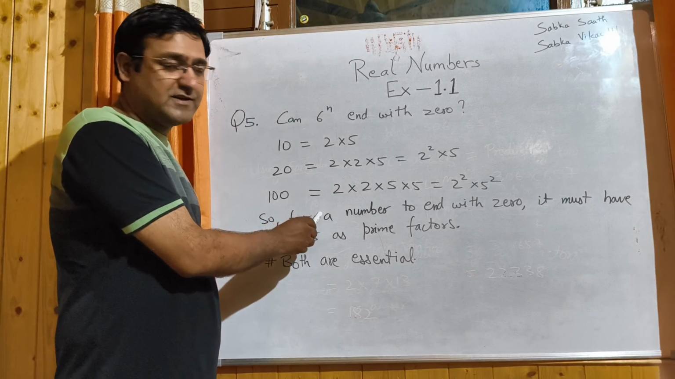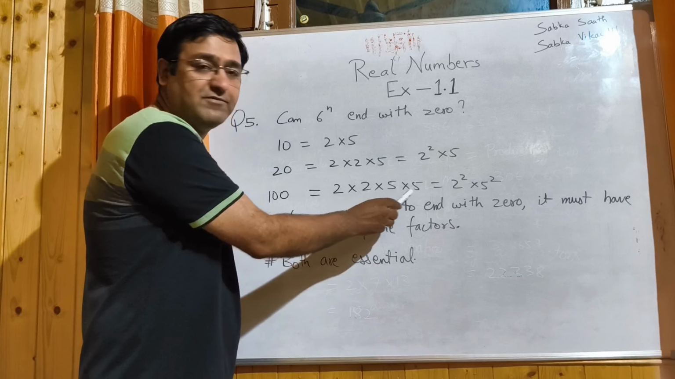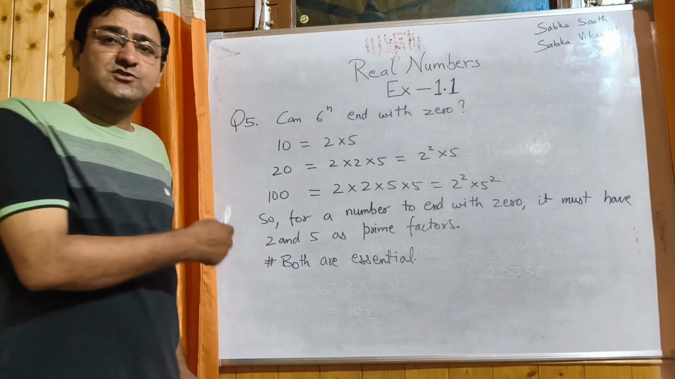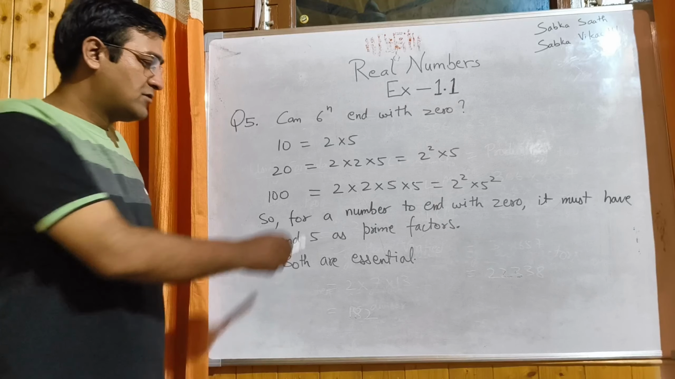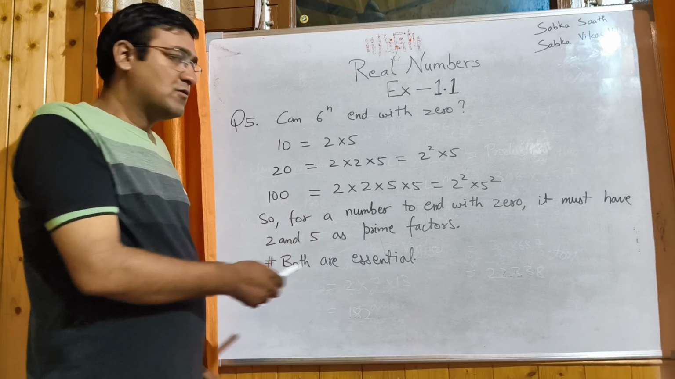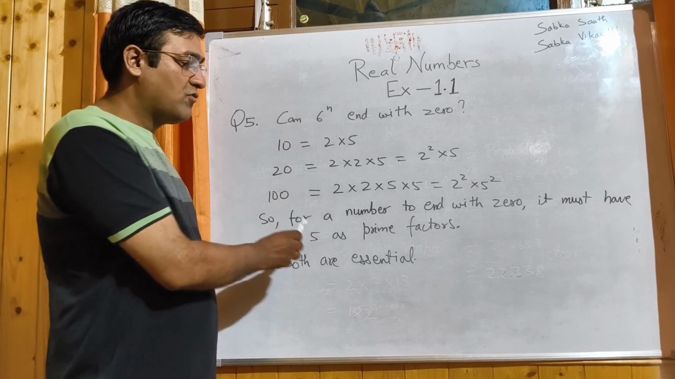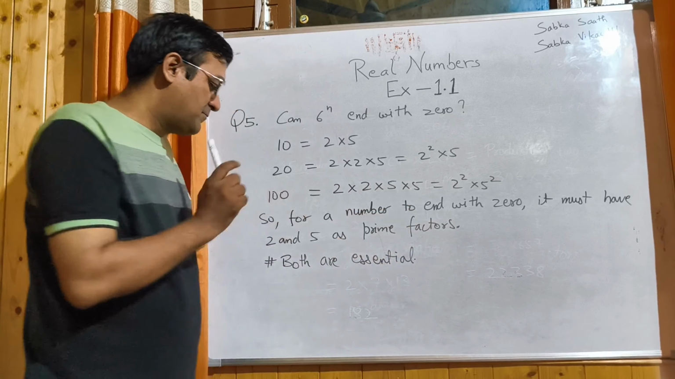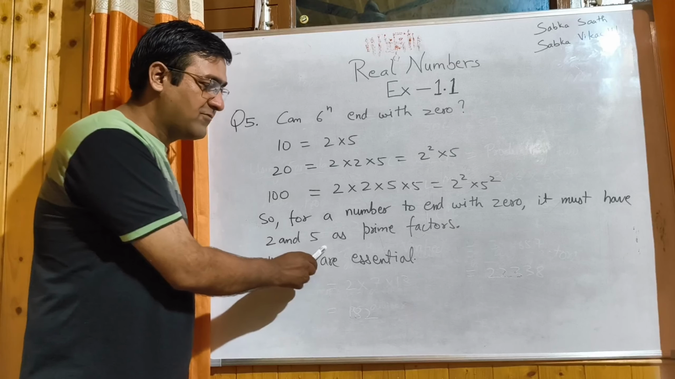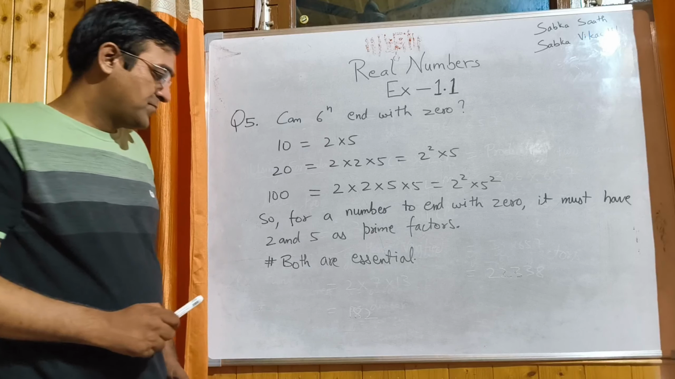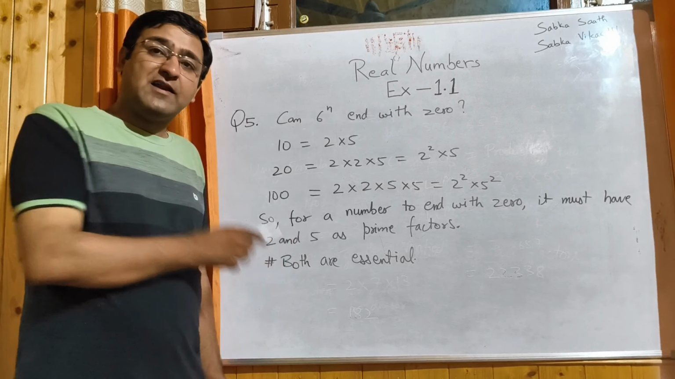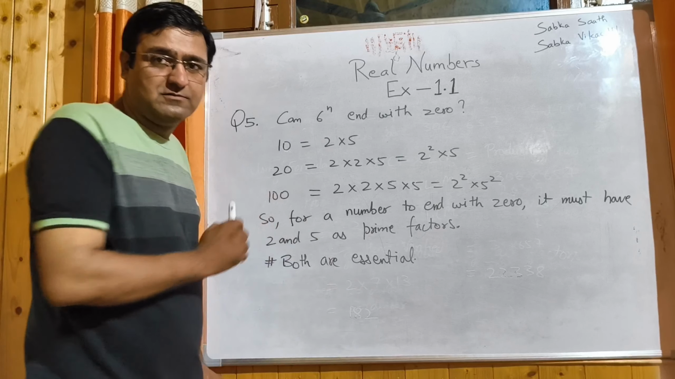Similarly, 100 can be written as 2 into 2 into 5 into 5, which could be written as 2 square into 5 square. So if we observe all of these, what do we get? That for a number to end with 0, it must have 2 and 5 as prime factors. And both of them are very, very essential.